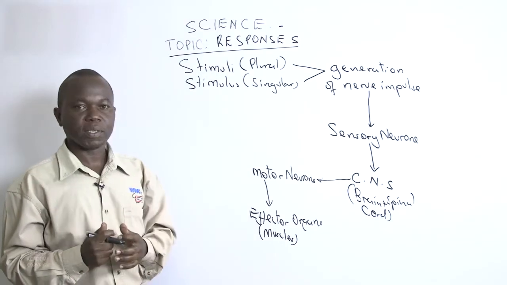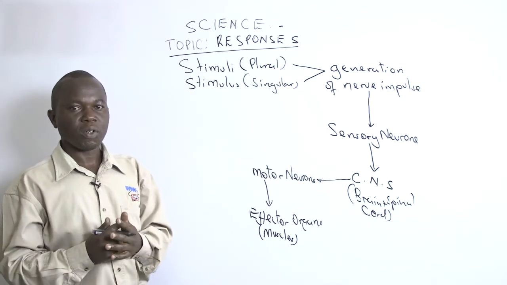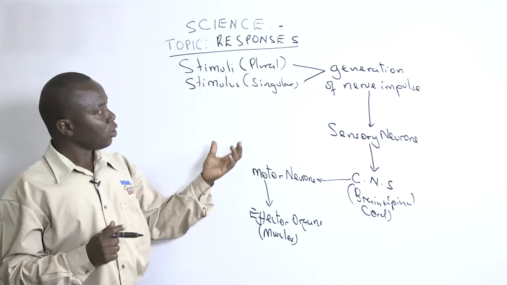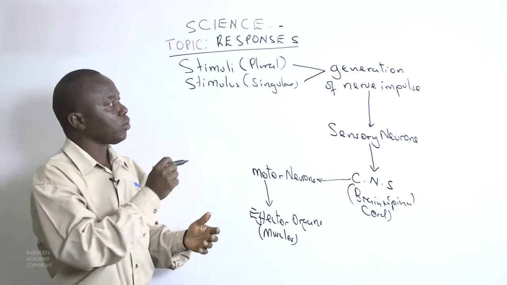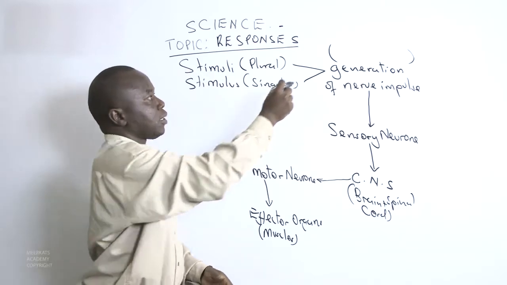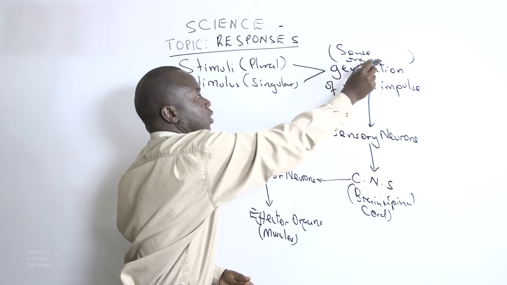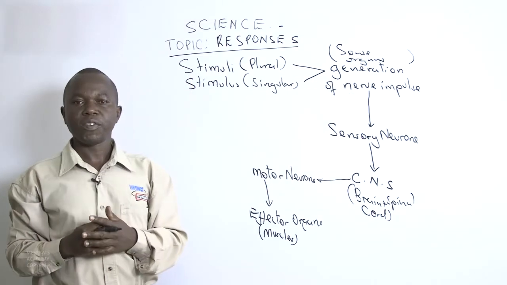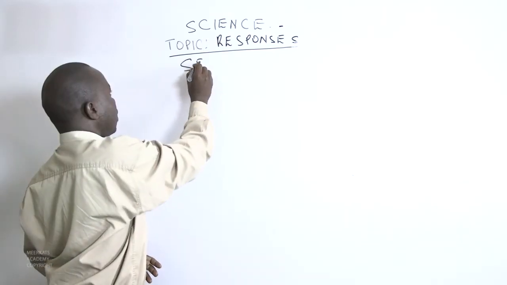So there are several responses in the human body, either through the nervous system or through the endocrine system. As we talk about responses, it becomes very important for us to talk about the origin of nerve impulses: sense organs. It is in these sense organs where there is generation of the nerve impulse.